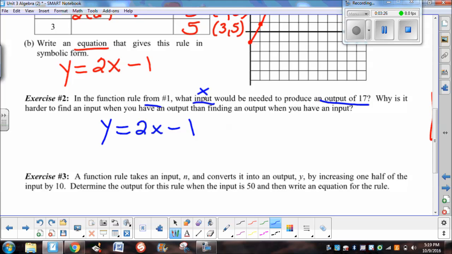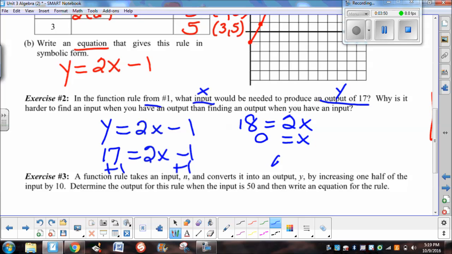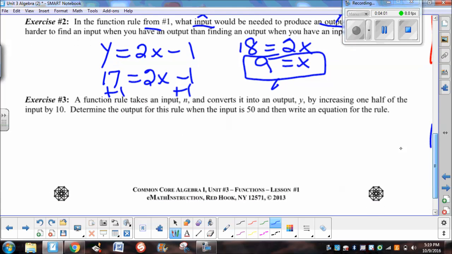I don't see why they said why is it more difficult. I still think it's pretty easy. So it says if our output, meaning our y, is 17, we'll put a y up there to remind ourselves, and then we take 2x minus 1, we add 1, divide by 2, we end up with an x of 9. So we came out with an input of 9 when our output is 17. So we just kind of reversed it. Not difficult.